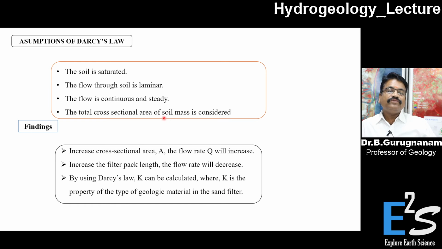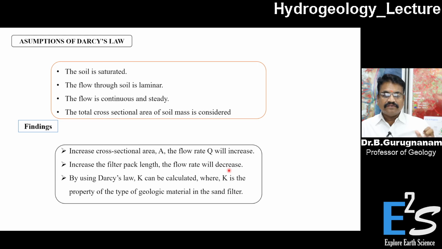What are the assumptions of Darcy's law? The soil is saturated. The flow through the soil is laminar. The flow is continuous and steady. The total cross-sectional area of the soil mass is considered. And what he found from his study is that if you increase the cross-sectional area A, the flow rate Q will be high. Increase the filter pack length, and the flow rate will decrease.